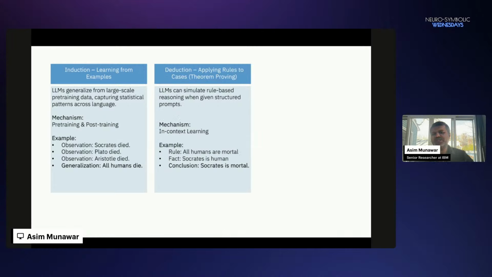Deduction, which large language models can do during in context learning, is when we give it some rules and then it can come up with some conclusion. It tends to do that. But again, always keep in mind, the large language models' learning all comes from the biases they have acquired during the pre-training and post-training phase. So even in context learning, those biases don't go away.